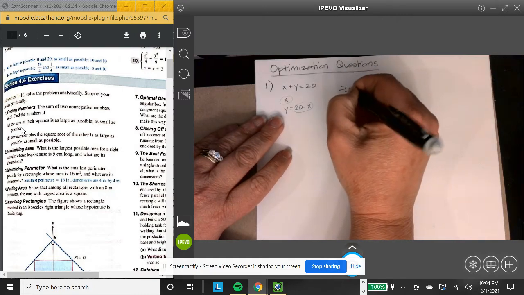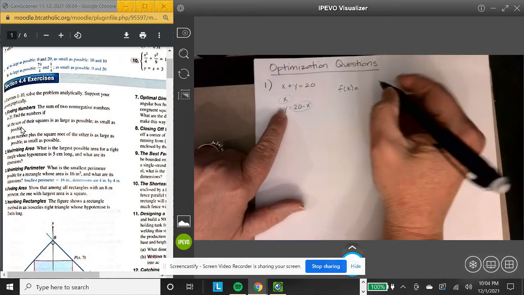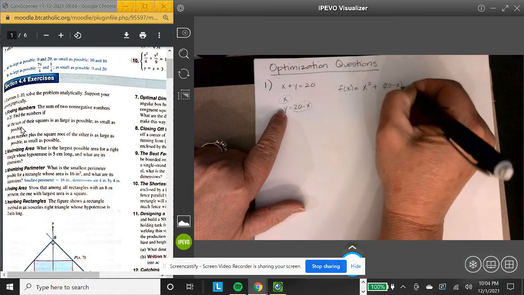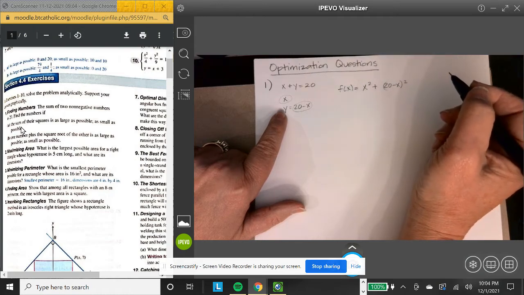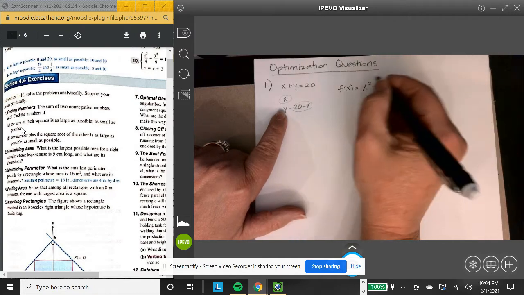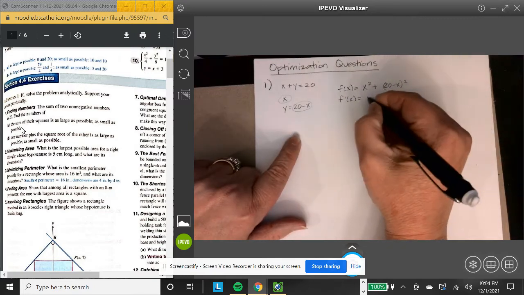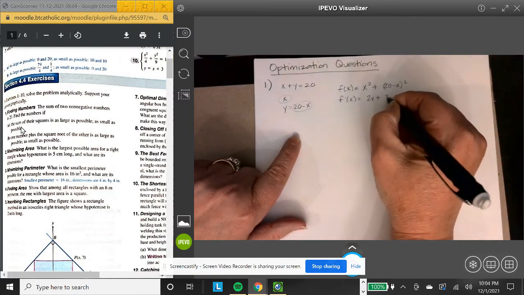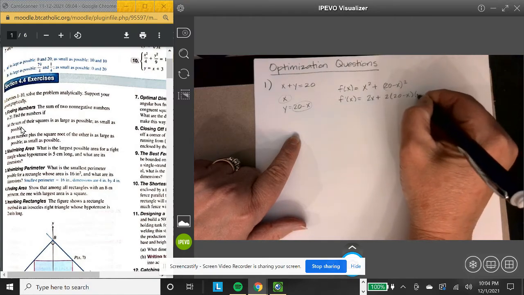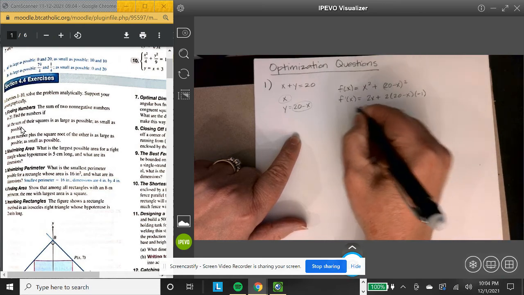So I'm going to create a function f of x, which is the sum of their squares. It's going to be x squared plus (20 minus x) quantity squared. If I want to find them as large as possible or as small as possible, I need to find the derivative and critical points. So let's take the derivative. This is going to be 2x plus power down, lower the power by 1, and then times the derivative of the inside, which is negative 1. I'm going to set it equal to 0.